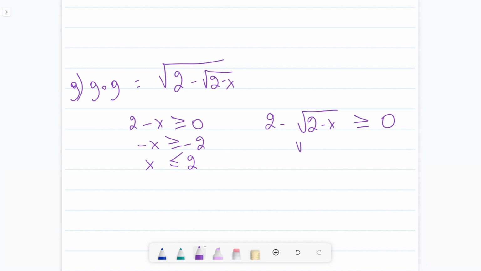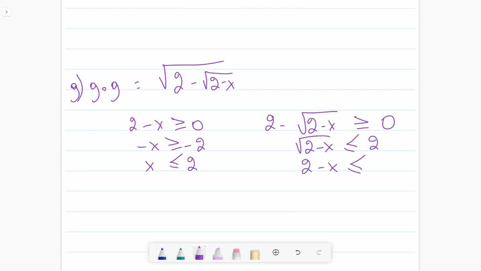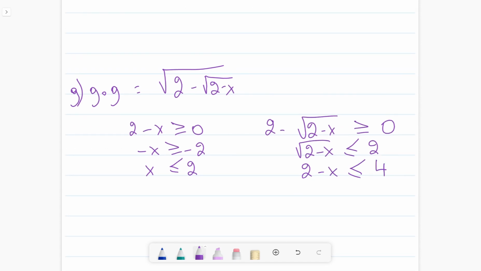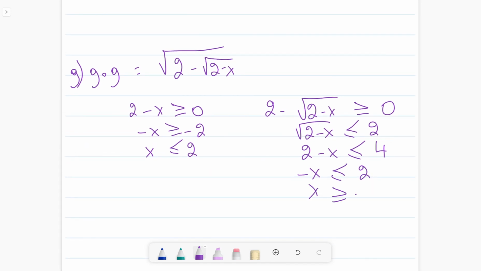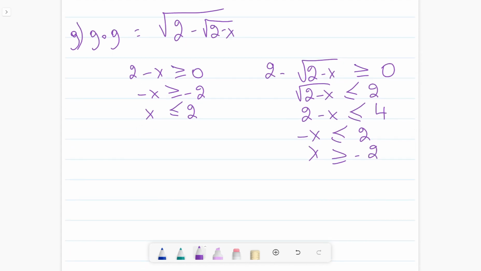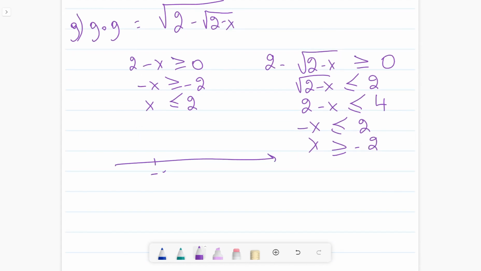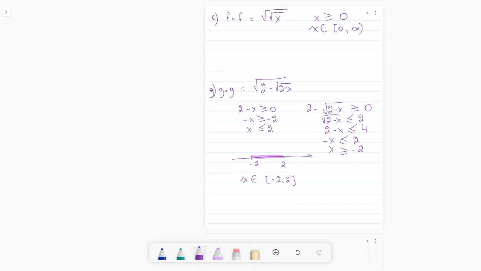Now the bigger square root, so 2 minus square root of 2 minus x has to be greater than or equal to 0. Square root of 2 minus x is less than or equal to 2. We square both sides. 2 minus x is less than or equal to 4. So negative x is less than or equal to 2. We divide by negative 1. X is greater than or equal to negative 2. Let's draw a number line. We have now negative 2 and 2, and the region is this region in between. So x belongs to negative 2 up till 2.